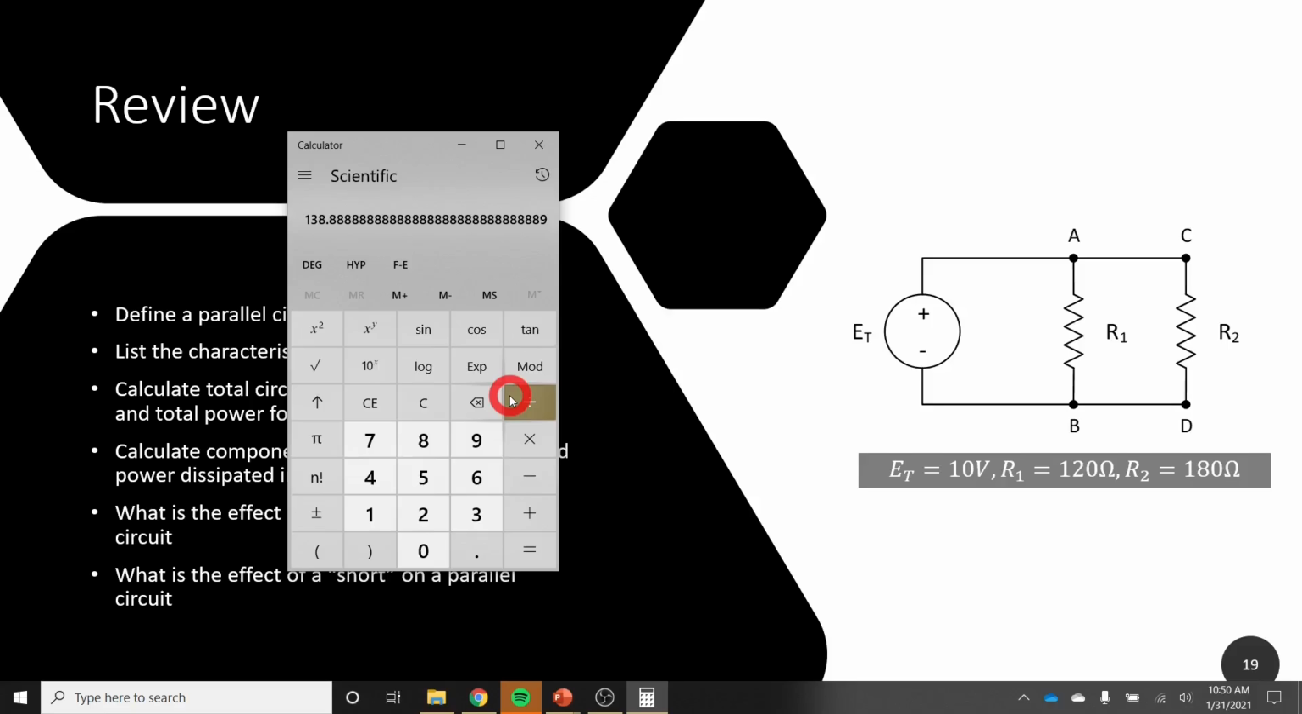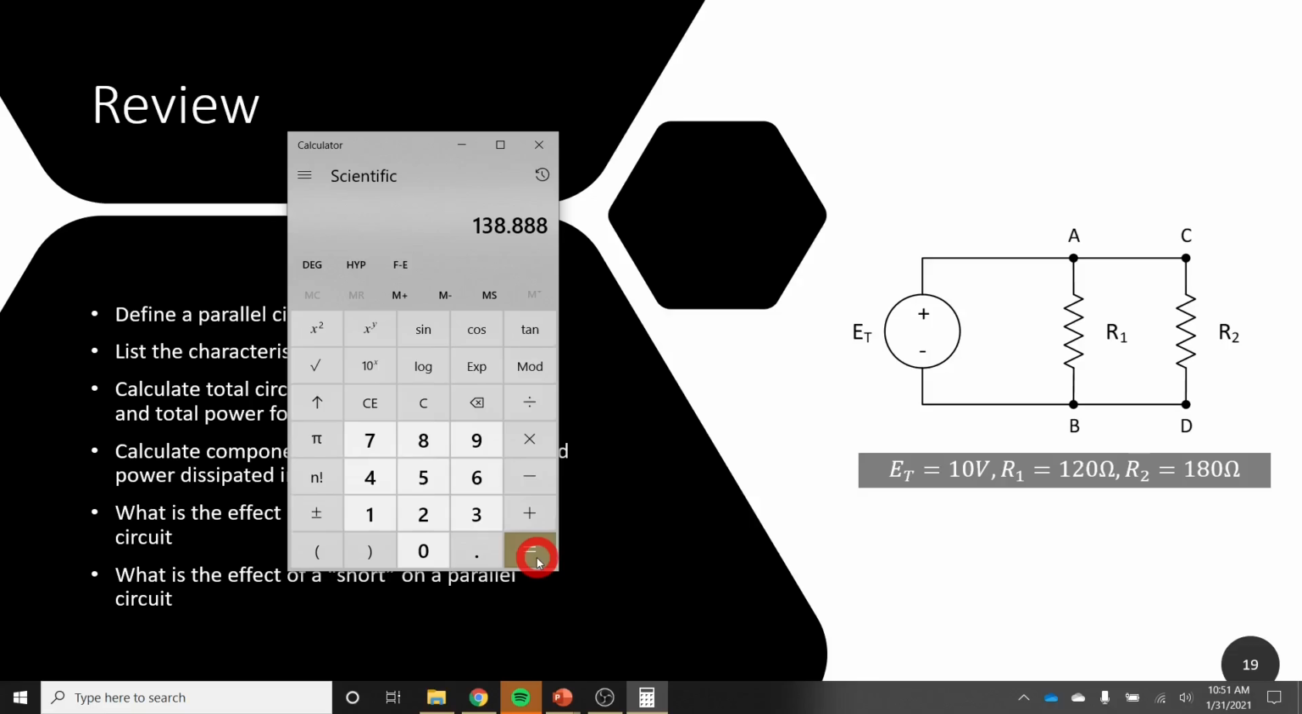And then we could do individual currents very simply by just saying 10 divided by 120. So that would be 83.333 milliamps, and 10 divided by 180. That would be 55.555. So if I take 55.555 and I add that to 83.333, I get that 138.888 that we calculated using the reciprocal method with total conductance.